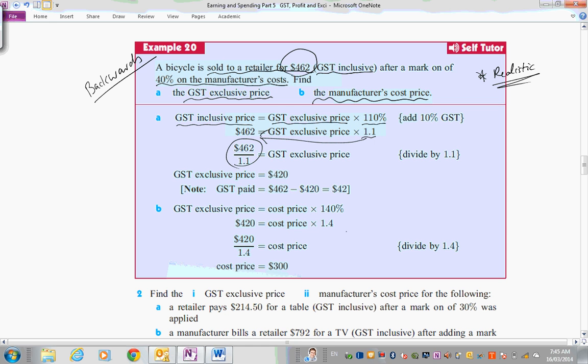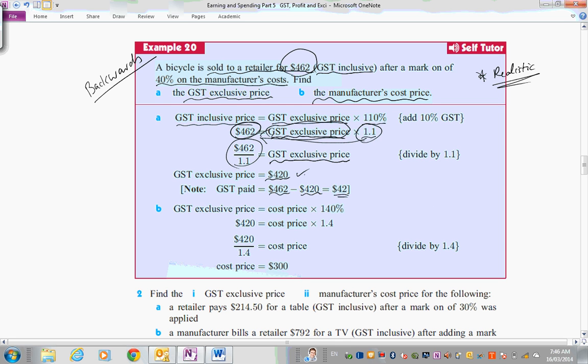That's like a little mathematical equation here. The exclusive price before GST was multiplied by 1.1 to get 462. To get the GST exclusive price, we will divide by 1.1. So the price before GST was added was $420. So the GST was 462 minus 420, which is 42. Notice you can't just take 10% off the final price, because the 10% was based on the original GST exclusive price. So you actually have to divide by 1.1. That's a little bit of a tricky thing there.